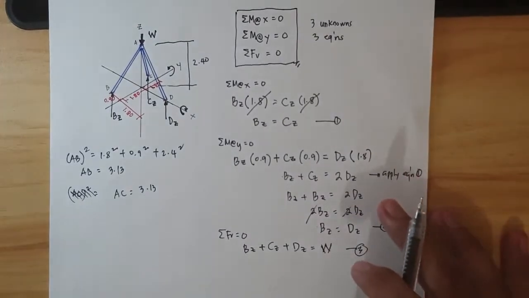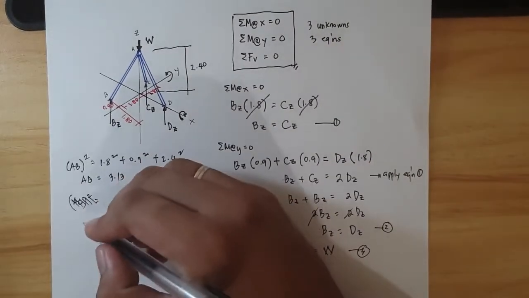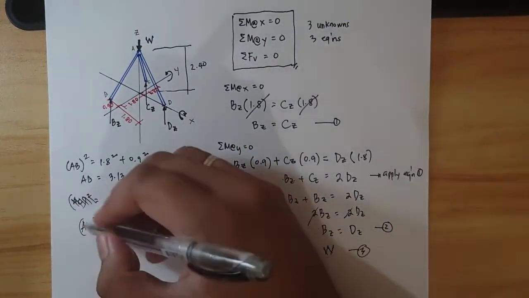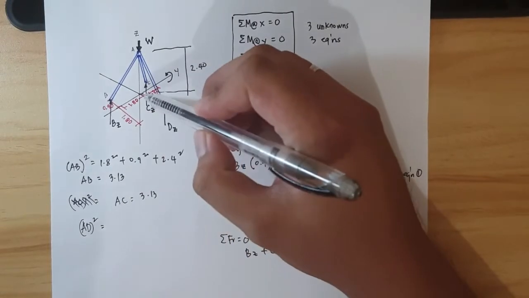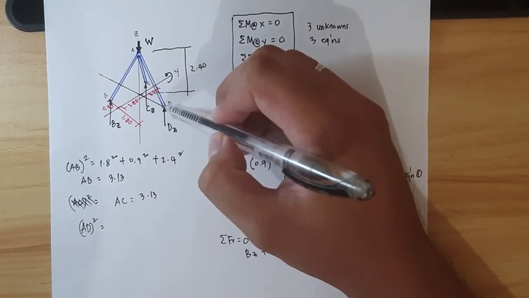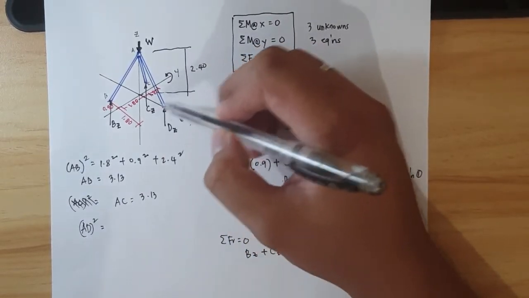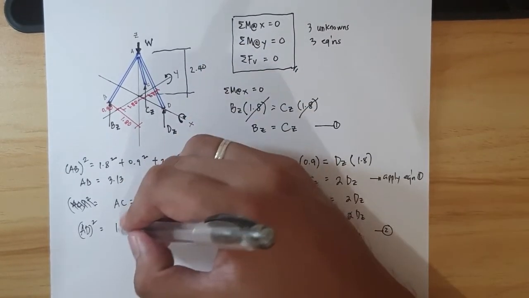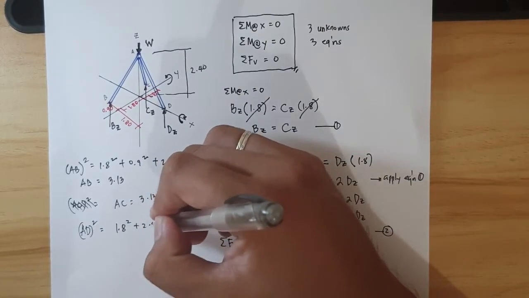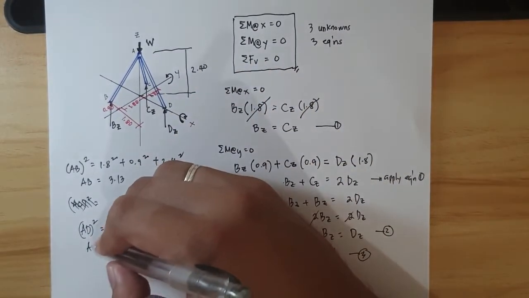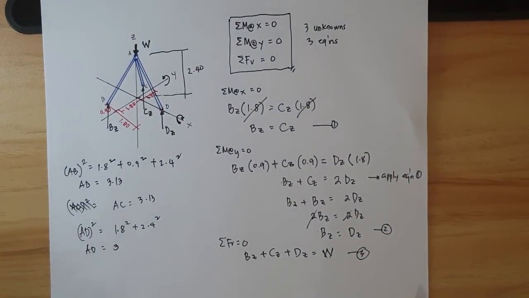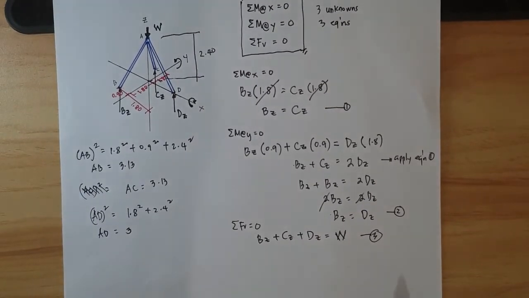Okay, so next is AD. For AD, the distances are 1.8 and 2.4, so there is no distance along Y. So 1.8 by 2.4, that is the square root of 1.8 squared plus 2.4 squared. So AD is 3. Using your calculator, you get 3 automatically.